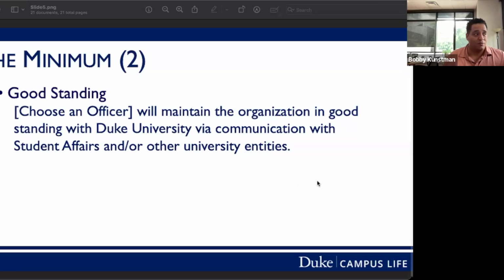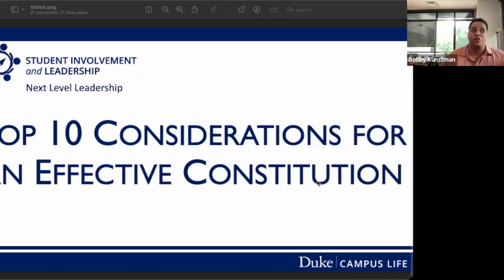Beyond that, we really want to ask you all to give thought to these 10 considerations of what might help your constitution be as effective as it can be. The better and the stronger your constitution, the reality is it leads to the success of your student organization. It often leads to the longevity of the student organization. And if you are often changing things every 2 months, it doesn't help with the long-term consistency of what you were trying to do and what you were trying to accomplish.